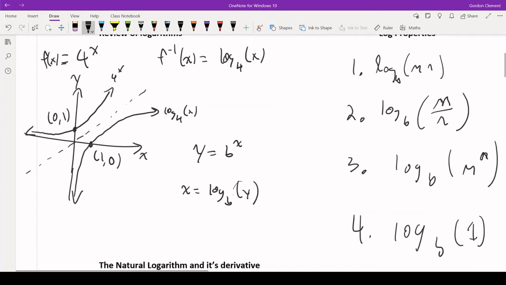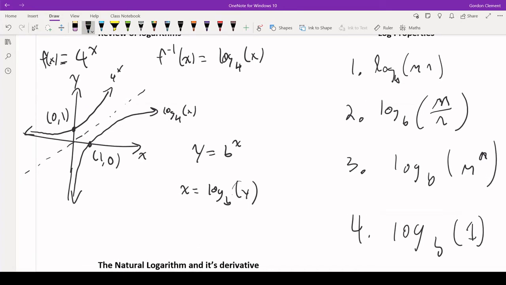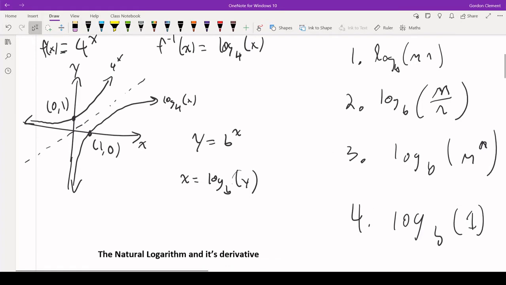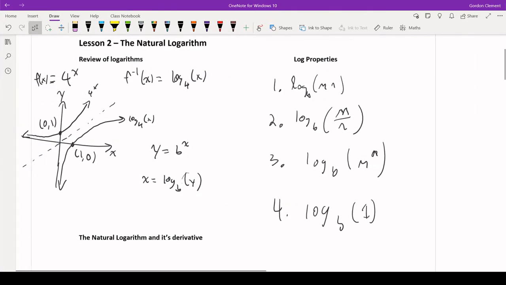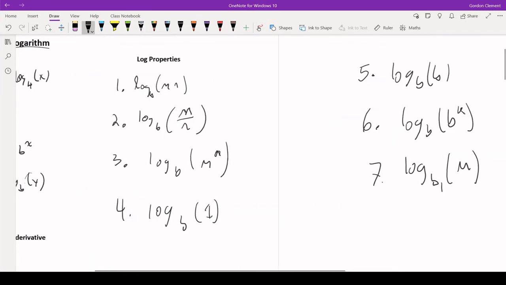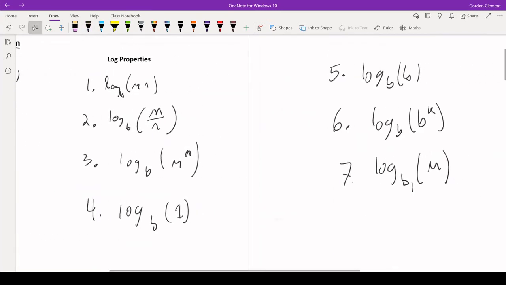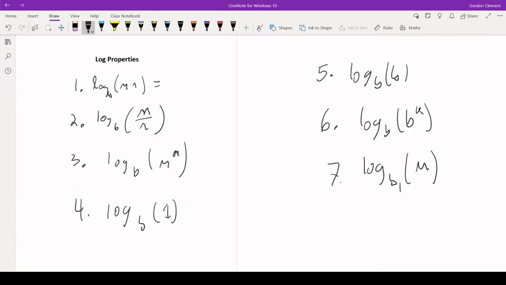Keep in mind there's always domain issues with logarithmic functions. The x cannot be 0 and the x cannot be negative. So you can't take the log of 0 or the log of a negative. But we're going to be working to get the derivative of these functions. And to get there, we got to learn about a special one that's called the natural logarithm. So I'm going to go over some log properties that you learned last semester.